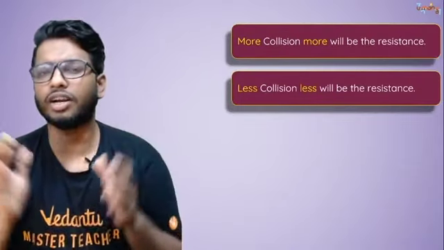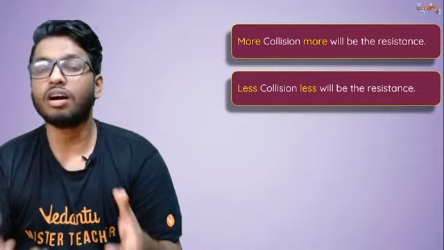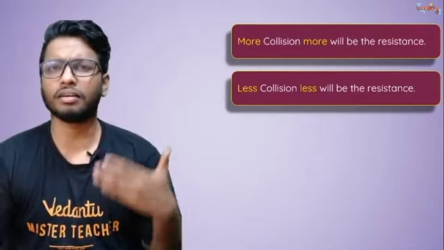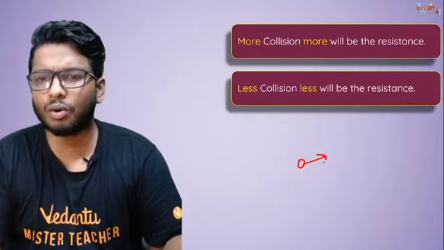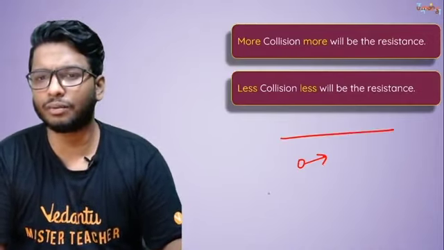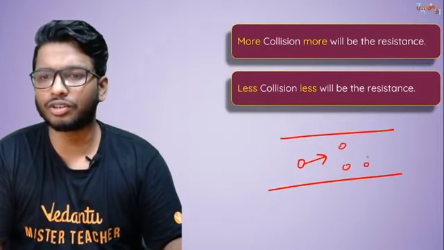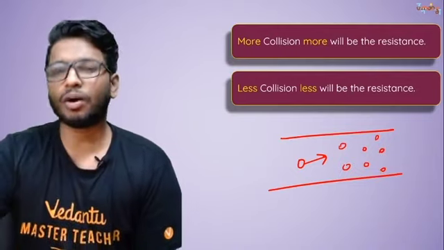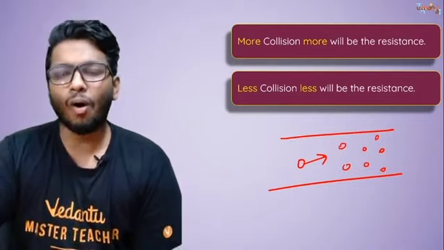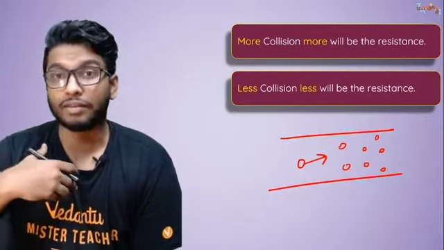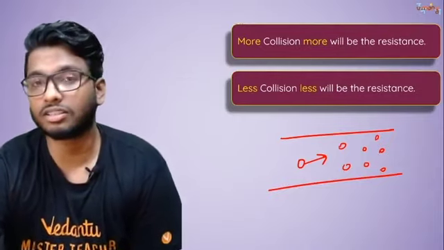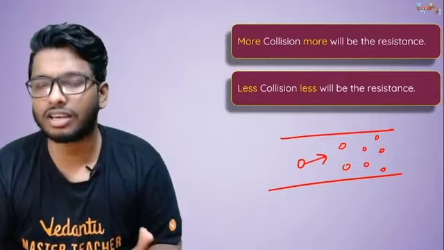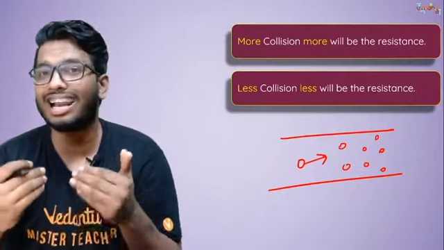But before that, guys, you have to understand this: the more the collision, the more the resistance, and the lesser the collision, the lesser the resistance. Because when an electron is passing through a particular conductor, imagine there's a conductor over here and there are a lot of other electrons and protons spaced in different places. When there's less collision, obviously the resistance is also less, and when there's more collision, obviously the resistance is more. So in certain cases you need more resistance, in certain cases you want lesser resistance.